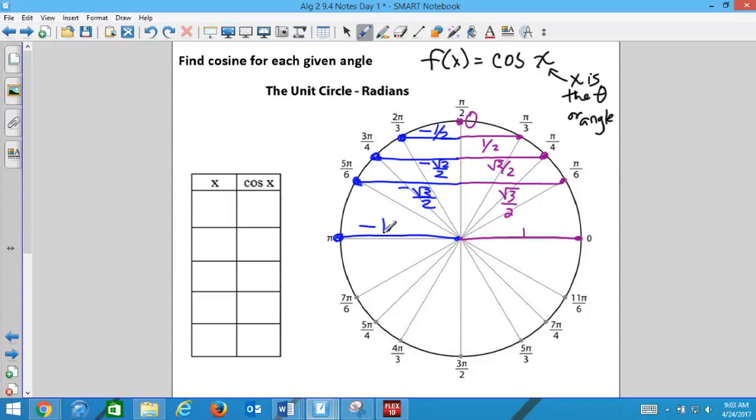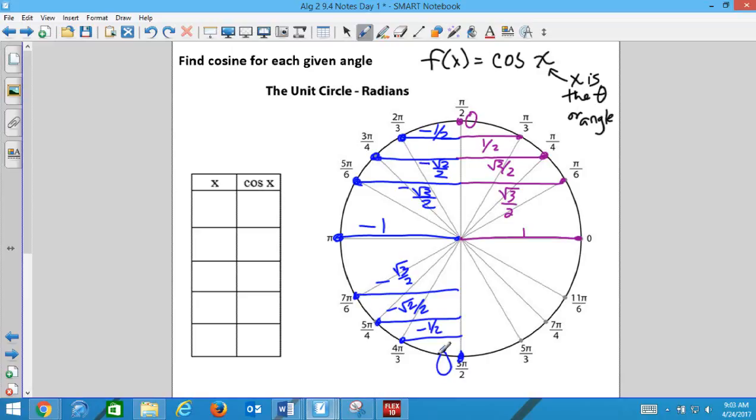So if you're using colors, I made my positives and my negatives different colors so we could see. Then once I hit -1, my next amount is shorter than -1, so we're getting closer to 0 again. This amount is negative square root of 3 over 2. And then we're getting closer: negative square root of 2 over 2, and then closer to 0: -1/2. And then we're at 0 again.